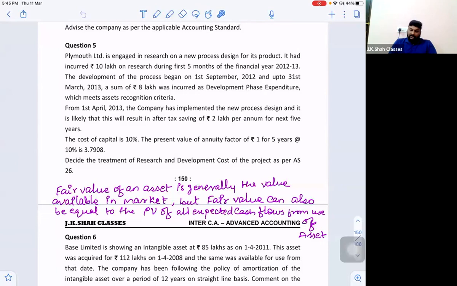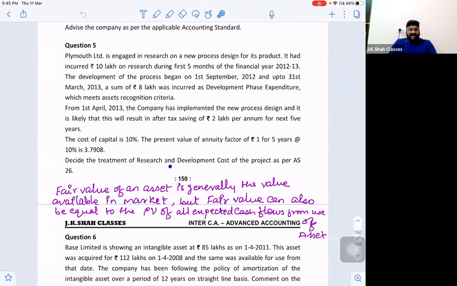Okay. The cost of capital is 10%. Means the company's cost of capital. The cost at which the company raises capital from the market is 10%, which is nothing but, in short, the IRR of the company. That is, the internal rate of return of the company is 10%. And the present value annuity factor of 1 rupee for 5 years at 10% is 3.7908. So they have given you the cumulative discounting factor of 5 years at 10%. Cumulative factor 1, 2, 3, 4, 5. All 5 years added together.